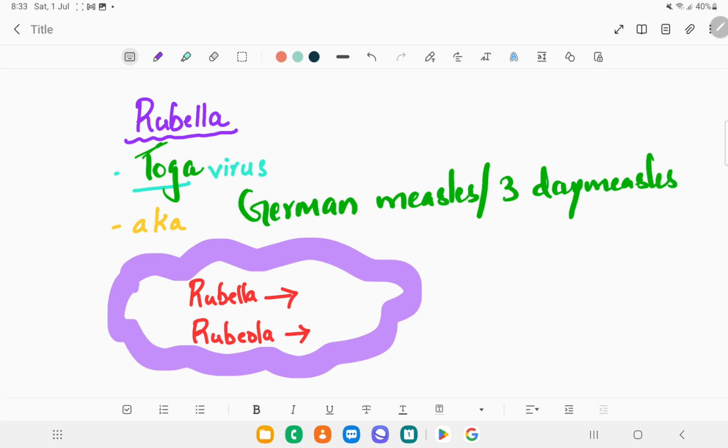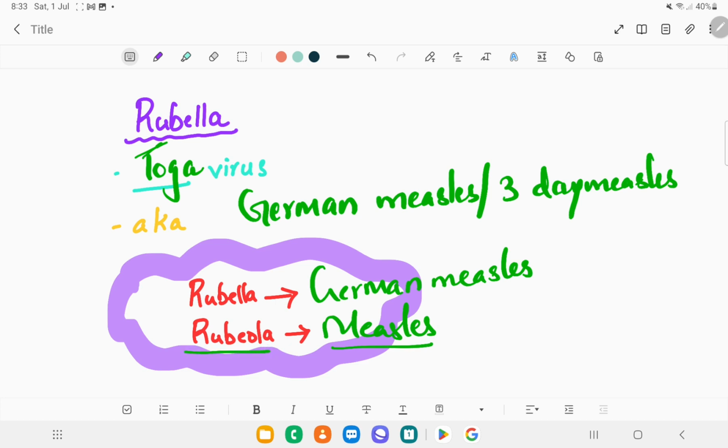Now, some students get confused when it comes to the other names of rubella and measles. Rubella, the other name is what, guys? As I said, it is German measles. The actual measles is also called rubeola. This is where the students get confused. Once again, German measles is called rubella, and the measles is called rubeola.